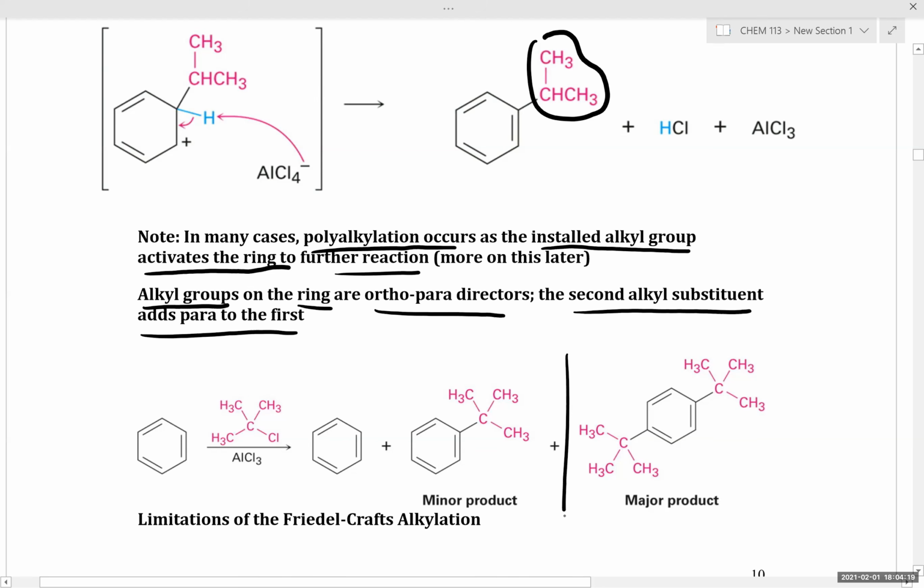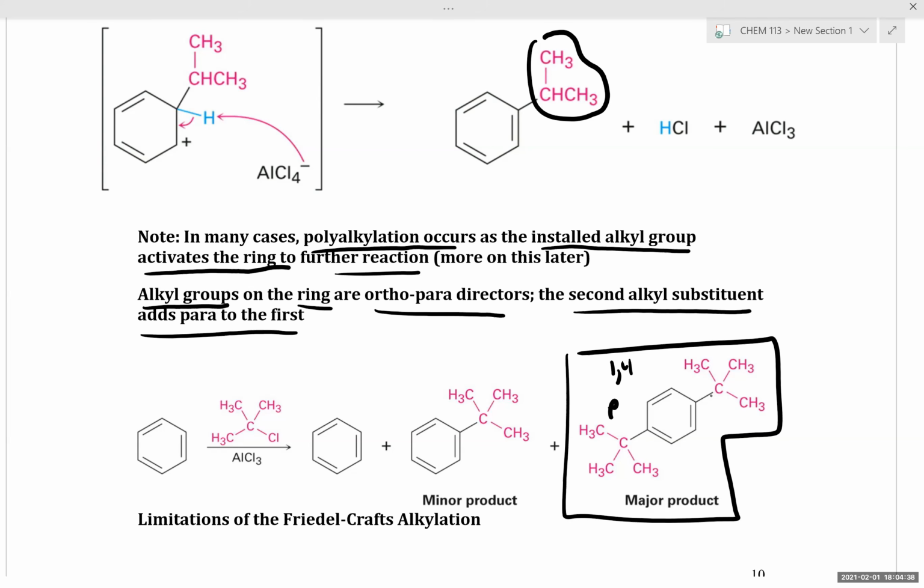So as you notice, the major product for this Friedel-Crafts reaction is the polyalkylated product, and we have a 1,4 relationship, or a para relationship, between our two substituents. So this is one common issue with the Friedel-Crafts reaction for alkylation. It doesn't stop at the first alkylation in many cases, which could be useful or not very useful, depending on the system you're trying to make. Does this make sense to everyone so far?